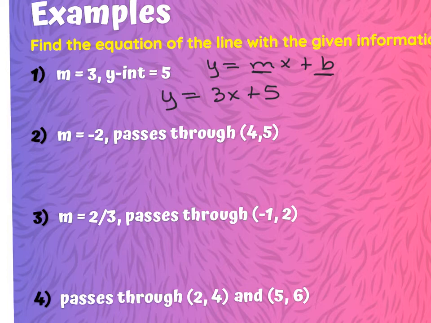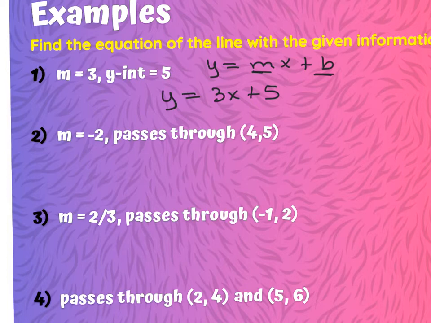Now, when they give you an ordered pair, this is where we have the two options. We can either plug it into y equals mx plus b or plug it into point slope. And I'm going to show you both methods. You can choose. Now, you may get a question where they're going to say, leave your answer in slope-intercept form, or leave it in point slope, or leave it in standard form.